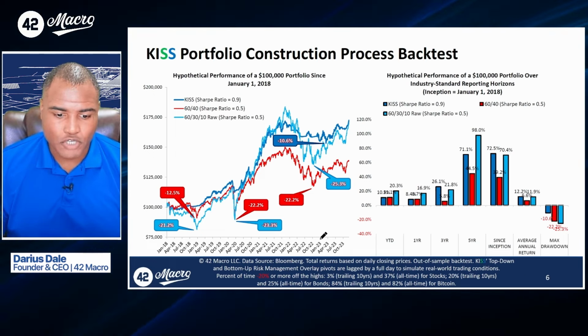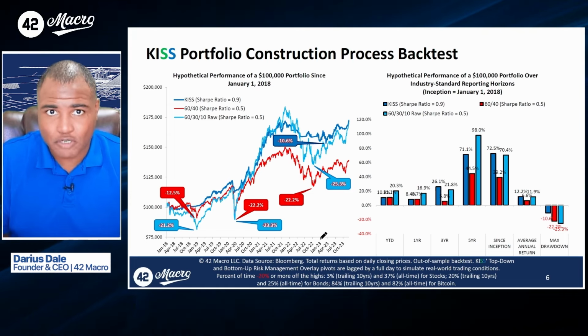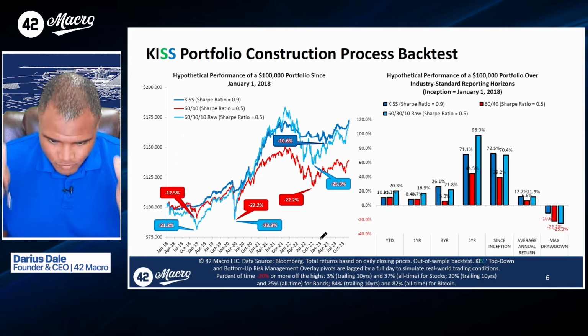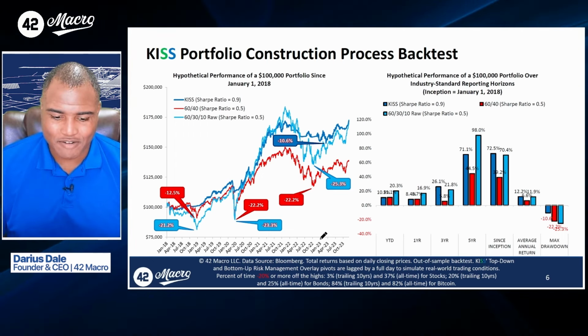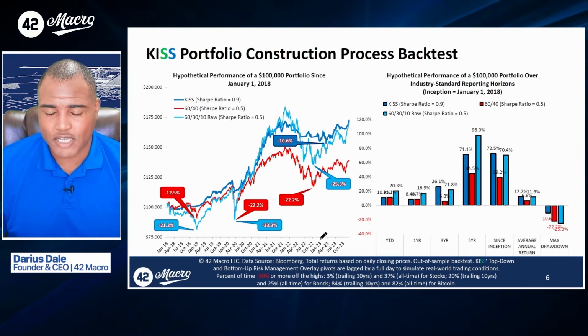So in terms of, these are the back tests for our KISS portfolio construction process. This is a completely out of sample back test. The bottom up and top down risk management overlay pivots are lagged by a full day in this process, which they wouldn't be in real life, but we actually do that just to hammer home the point that these are in fact out of sample back tests. And they're designed to simulate real world trading conditions.